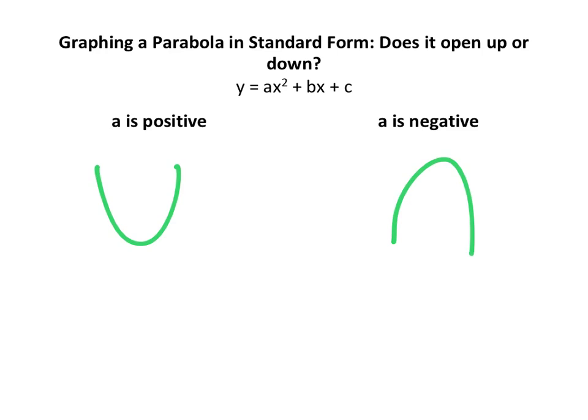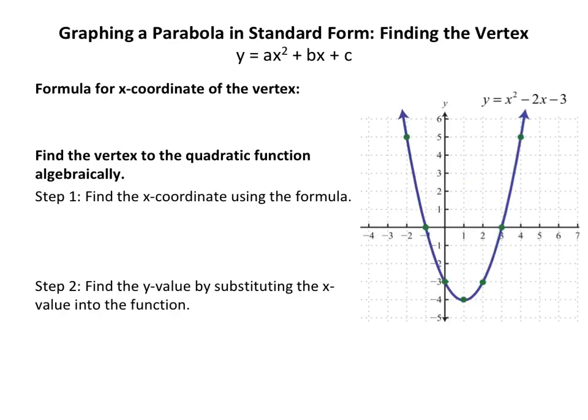A way I like to remember this is kind of silly, but it works. If a is positive, I think of a positive person. Positive people tend to be happy, right? So I actually draw a little smiley face right there. If a is negative, he's sad, so maybe he has a little frowny face.